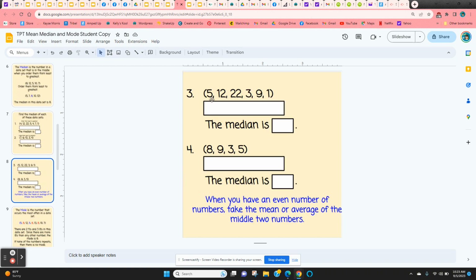sometimes if we have an even number of numbers in the data set, that means you're going to have 2 numbers right in the middle. So in order to find that median, you've got to take the average or the mean of those 2 numbers. So you add those 2 numbers together and divide by 2, and that will give you your median. So here students are going to type in all of the numbers from least to greatest and then find the median.